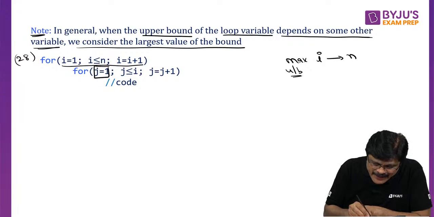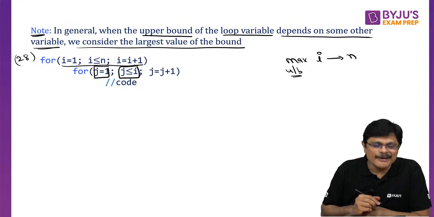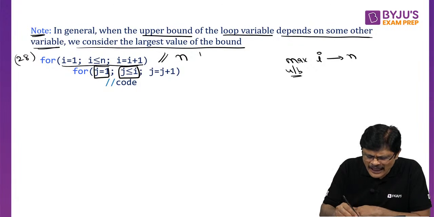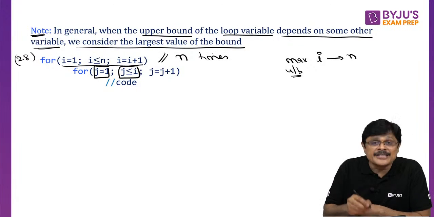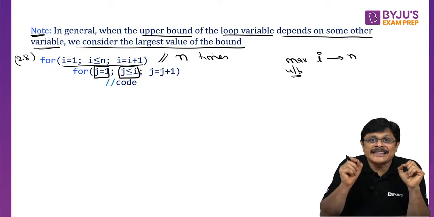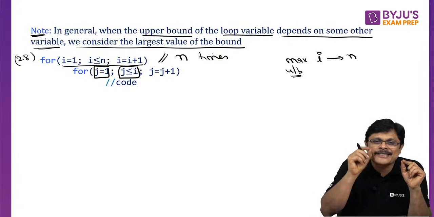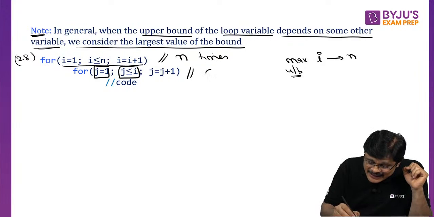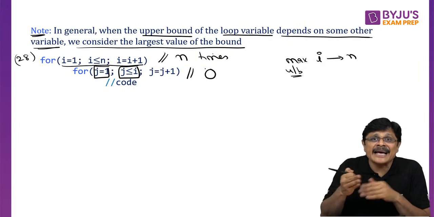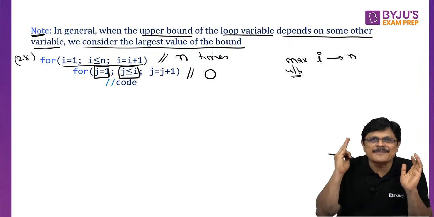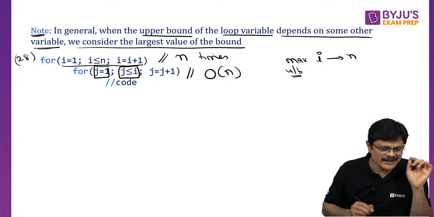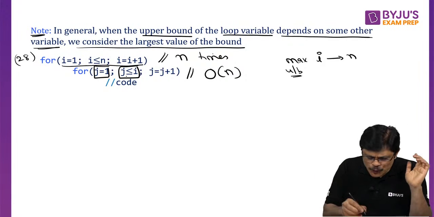Now this J depends on this I. When J depends on I, for this you can take N. Obviously I varies from 1 to N, so I varies N times. Because J is depending on I, the trick is we can take the upper bound of I as J's maximum value, the number of times it iterates. What is the upper bound of I? N. So we take order n times. That is the idea.